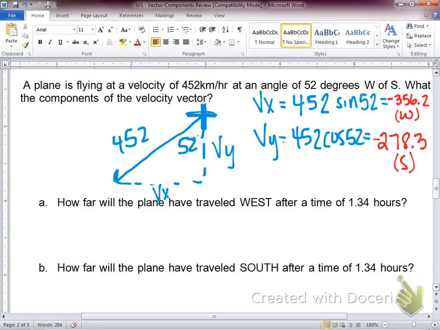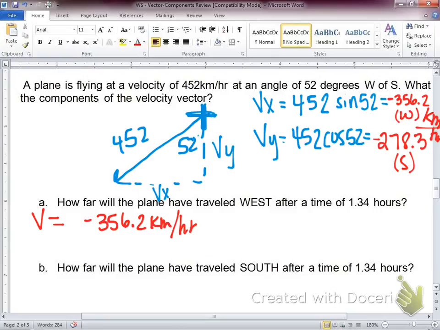Okay, I want to take it a little step further, and we're going to see how far the plane traveled directly west after that time and directly south. So to do that, we're going to use the components that we just solved for. These have units of kilometers per hour, which makes them what type of a vector? A velocity vector, a displacement vector, an acceleration. What type of a vector? They're a velocity vector. Okay, so 356.2 or negative 356.2 kilometers per hour, that's our velocity.